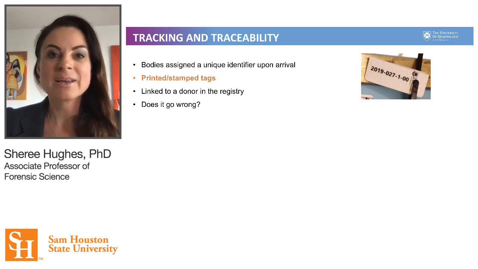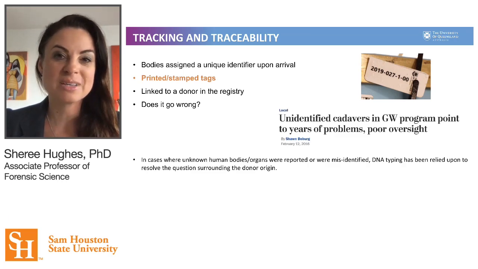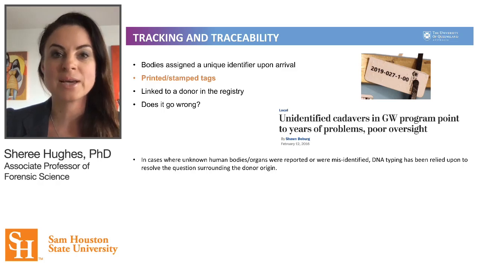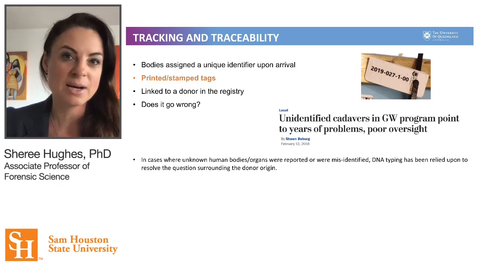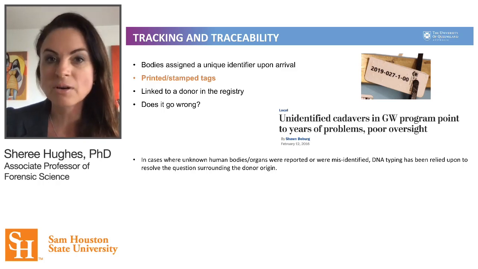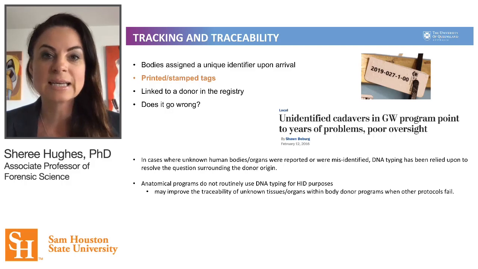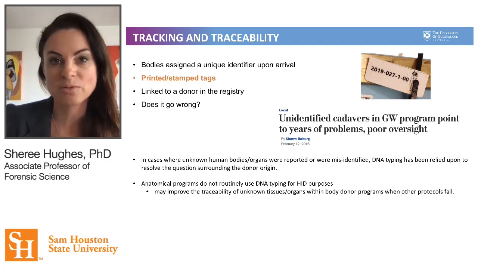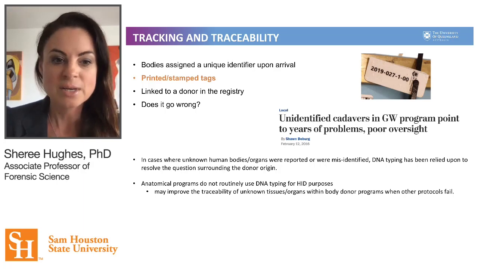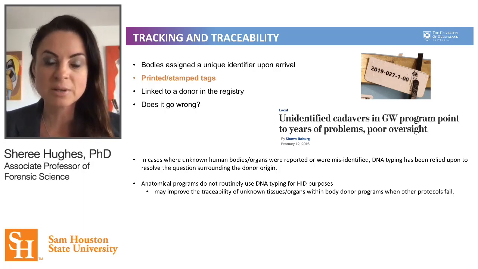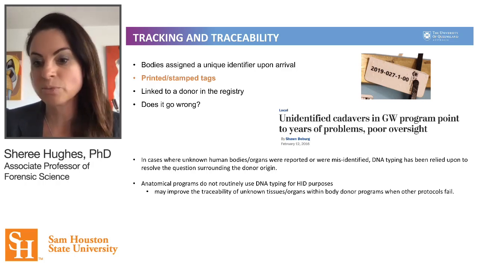But does it go wrong? Well, every now and then it has. And of course, this is an extremely serious issue. We want to make sure that bodies and body parts are correctly assigned to their donor so that they can be cremated and returned to families as required. And when this has happened in the past, in very isolated incidents, DNA typing has been relied upon to reassociate those remains to the known donor. But as far as I'm aware, there is no anatomical or body donor program in the world yet that routinely has established and uses a DNA database and tracking system to establish the identification of all of their donors and their specimens within the collection. So this could be a way of improving the traceability of these organs within a facility and really boost their quality assurance programs.